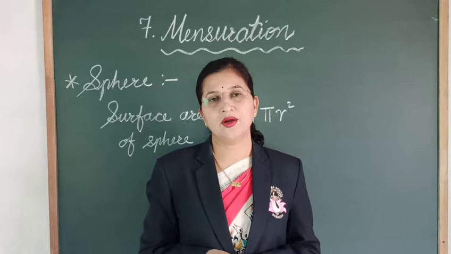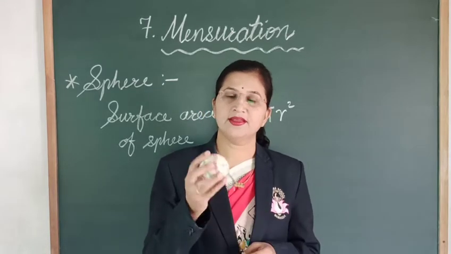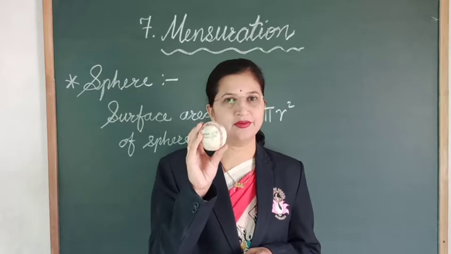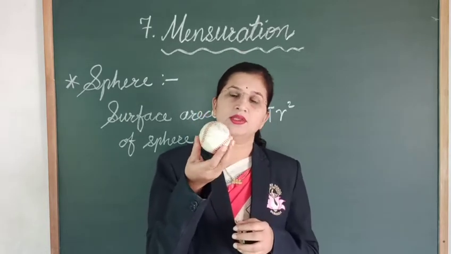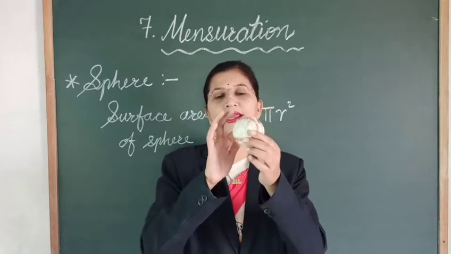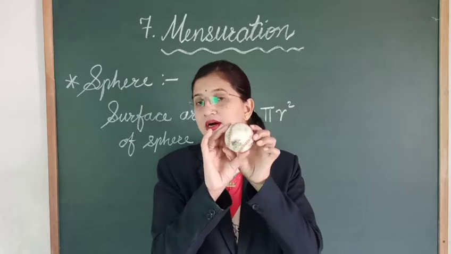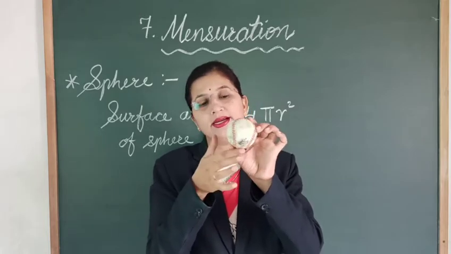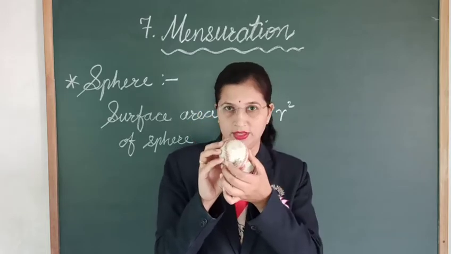Now dear students, we are going to study the sphere. Sphere is a well-known object for you, right? That is a ball. Ball is a sphere. Here for a ball you can see it has only one surface, and that is also a curved surface. From all its sides, the sphere is curved only.